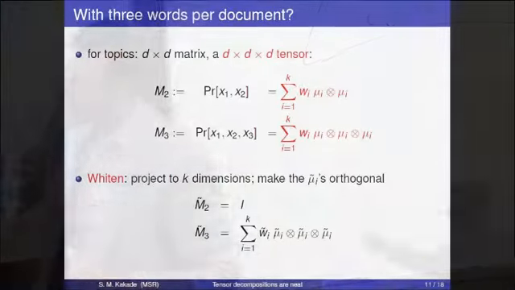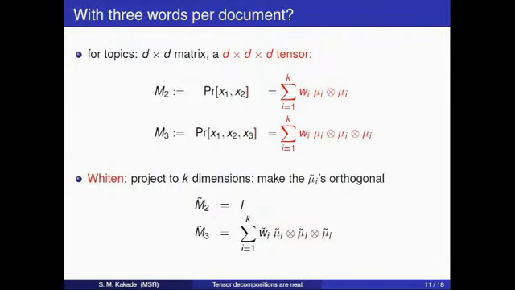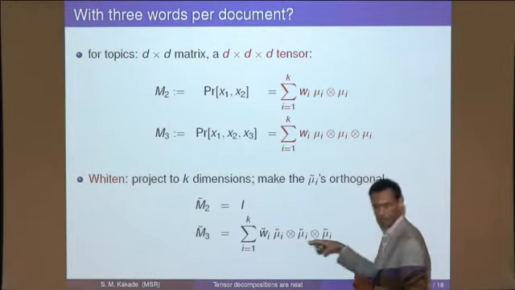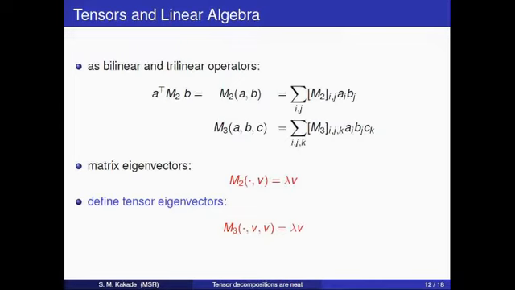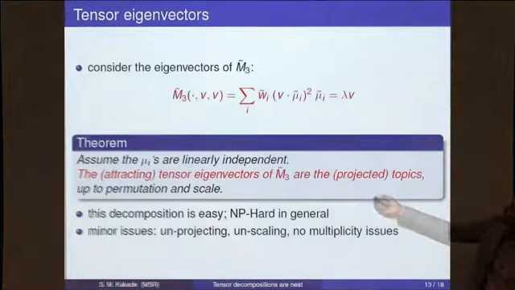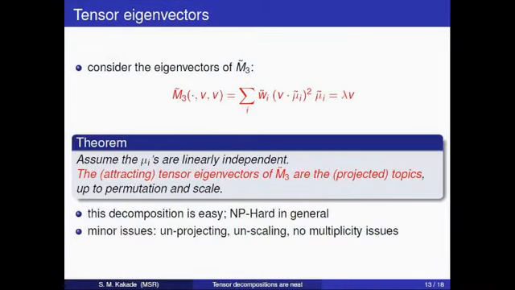But that's a definition. Turns out for our case, they're well behaved. Okay, so what's our case? Our case is we have this problem. We know this cube looks like a sum of orthogonal vectors. Okay, any guesses? Well, what are the eigenvectors of this whitened tensor?